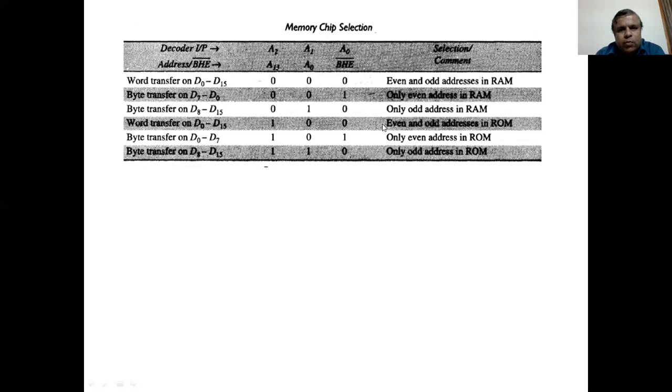Then 100, even and odd address RAMs are selected, so a word transfer happens on D0 to D15 again. So 101, only the even address RAM, so then a byte transfer on D0 to D7 happens. So 110, only the odd address RAM is selected, and a byte transfer happens on D8 to D15.